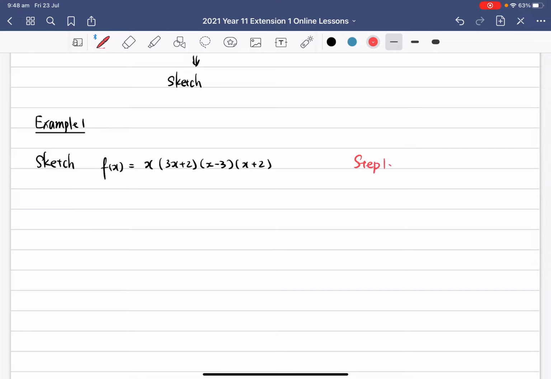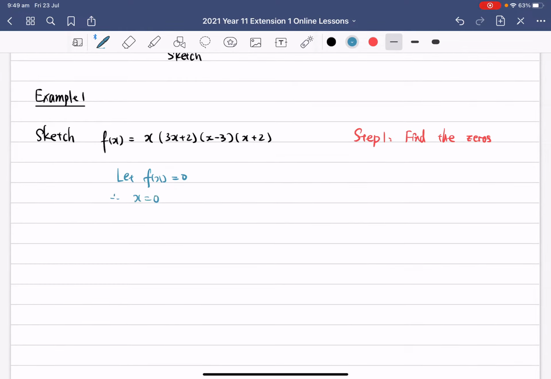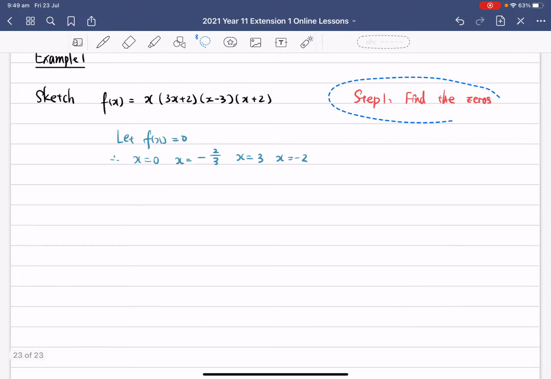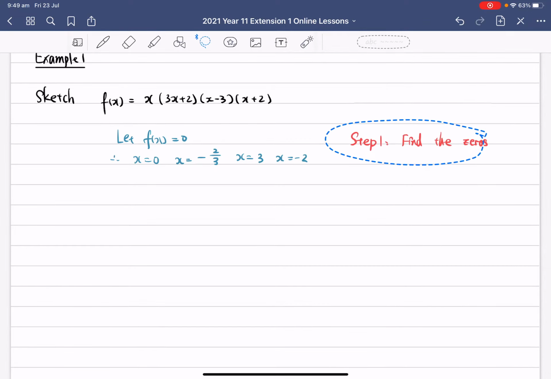The first step is you always find the zeros. Just let each factor equal 0 and calculate the solution for each of the factors, so you find the zeros. Let f(x) equal 0. Therefore, x equals 0, x equals minus 2 on 3, x equals 3, x equals minus 2. So you find the zeros, that's the first step.